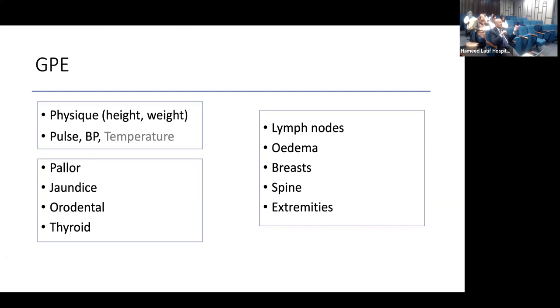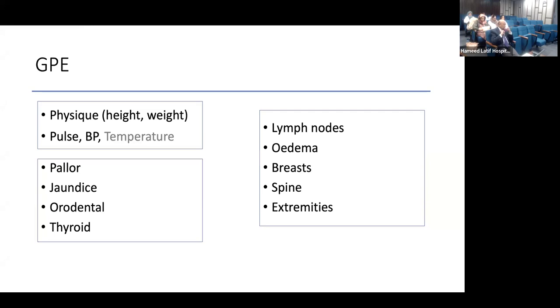Pulse, blood pressure, temperature. I have shadowed a little bit because we generally do not take temperature. I haven't seen. Do you take temperature? You don't. No, the temperature is generally taken by the nurses. But if you are in the clinic, if you mention it, then you do take the temperature. But generally, we do not take temperature.